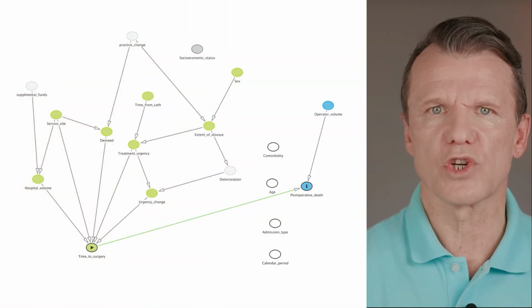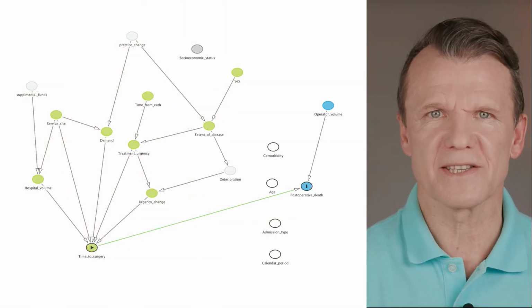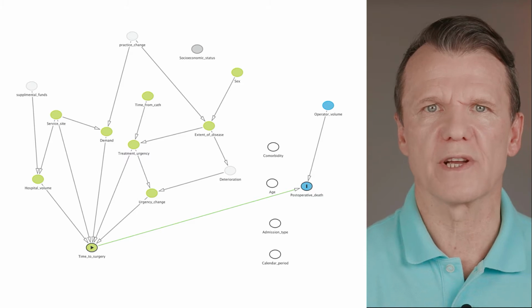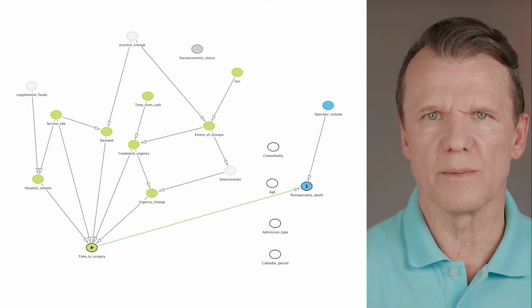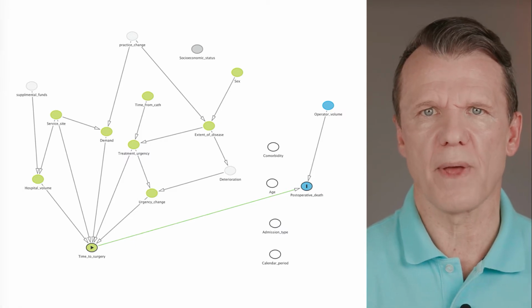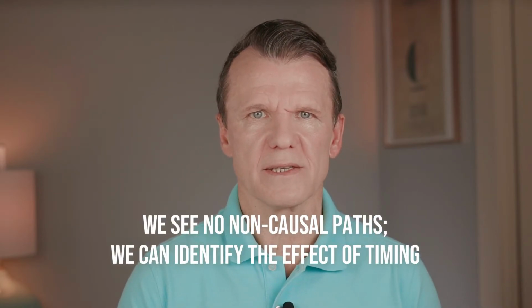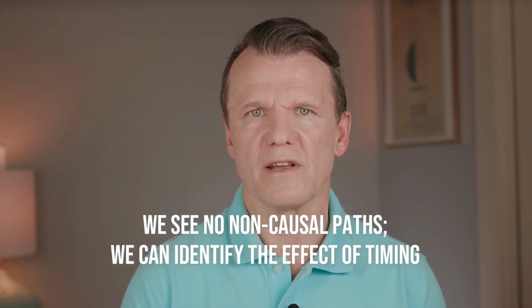How could conditioning be shown graphically? Yes, by removing all arrows coming in and out of these factors. But more telling is the disappearance of all non-causal paths. What does it mean for the causal analysis? Well, if we see no non-causal paths, then we can identify the effect of timing by comparing average outcome in timing groups for every combination of these conditioning factors separately.